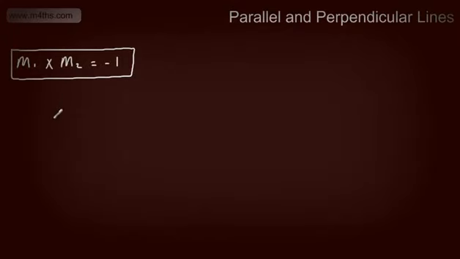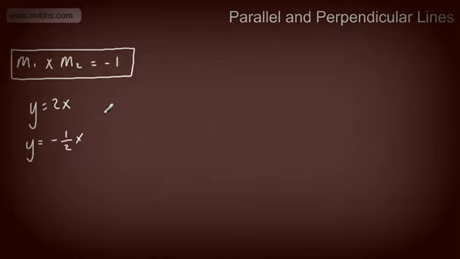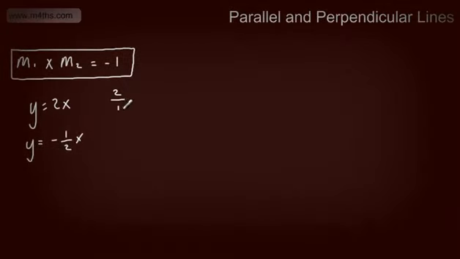The way I like to look at it though is that one gradient is simply the negative reciprocal of the other. So for example now, if we had a line y = 2x, the gradient of this line is 2. Therefore the perpendicular would be y = -1/2 x. All we've done is turn this fraction over. Remember, that fraction is just 2 over 1. We've turned it over and made it negative.